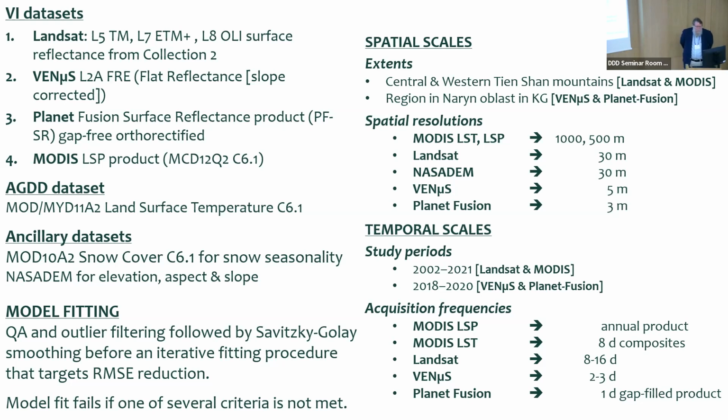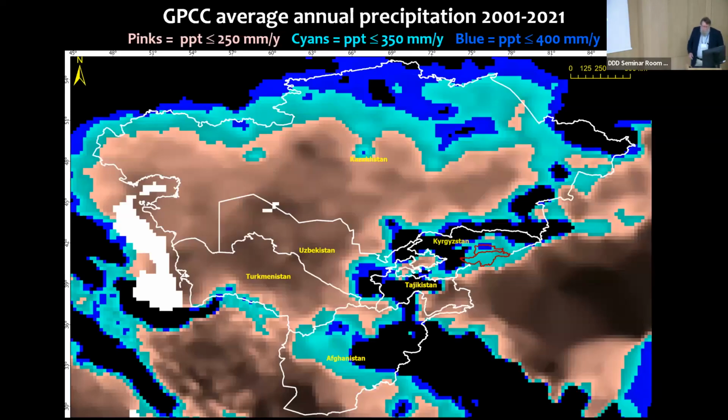It's 1,000 meters for land surface temperature, 500 for the land surface phenology, and also the snow cover. Forgot to put that in. 30 meters for the Landsat and the NASA DEM, 5 meters for Venus, 3 meters nominally for the Planet Fusion product. There's a variety of study area times, as well as the temporal scale at which the data are produced. So where are we looking?